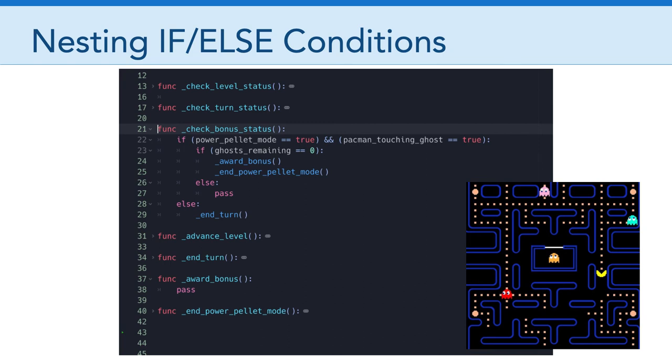It says if ghost remaining equals zero, award bonus and end power pellet mode. If ghost remaining is not equal to zero, then do something else. And what does the game do? It simply passes. Now, in line 22, if the power pellet mode equals true and Pac-Man touching ghost also equals true, if one of those conditions is not true, then I would do something else. And what's the else condition? If I look at line 28, it executes line 29, which is end turn. So this is an example of nesting if-else conditions, and it's an important part of programming, more complex logic that is often needed for programming games and simulations.